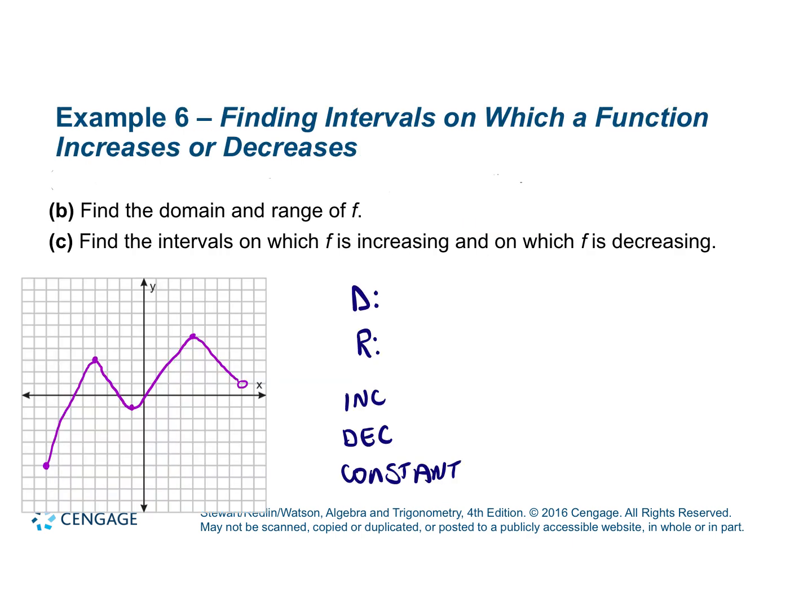So now we have example 6, finding intervals on which a function increases and decreases. They also want us to find the domain and range of f, and to find the intervals on which f is increasing and on which f is decreasing. So they're asking for the domain first. Let's figure it out. For the domain, I am going to find the most left point, which in this case is this one, and the most right point, which in this case is this one.